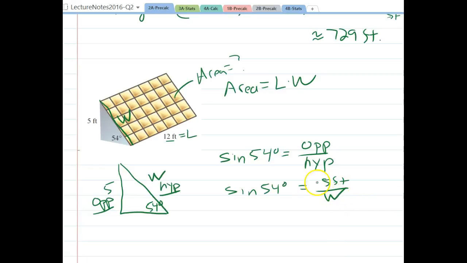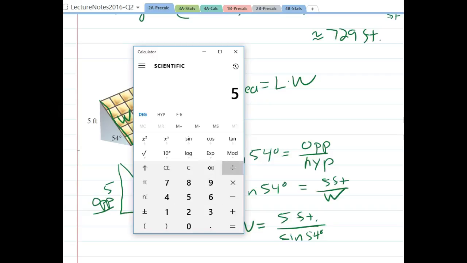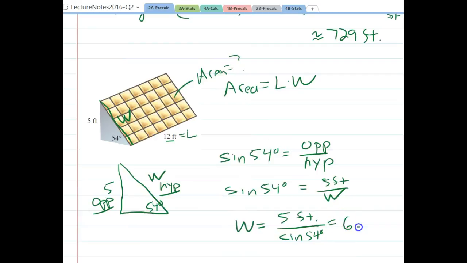Well, I can multiply it. Now, basically what I'm saying here is I have now transformed this into an algebra problem. I'm trying to solve this equation for W. Using algebra, W is 5 feet divided by sine of 54 degrees. I go to my calculator. I take 5 divided by sine of 54 equals, I get 6.18. And that's units of feet.